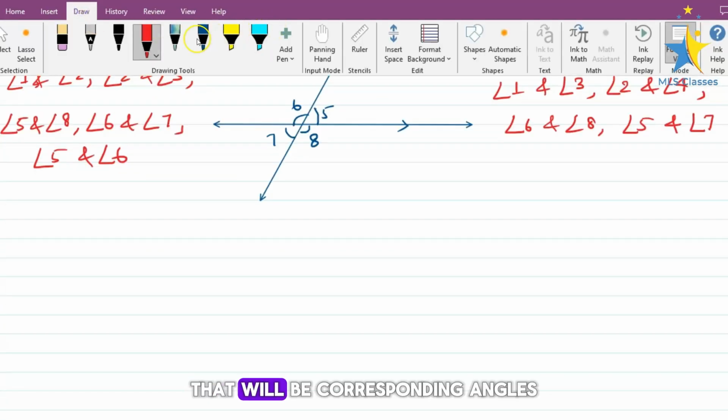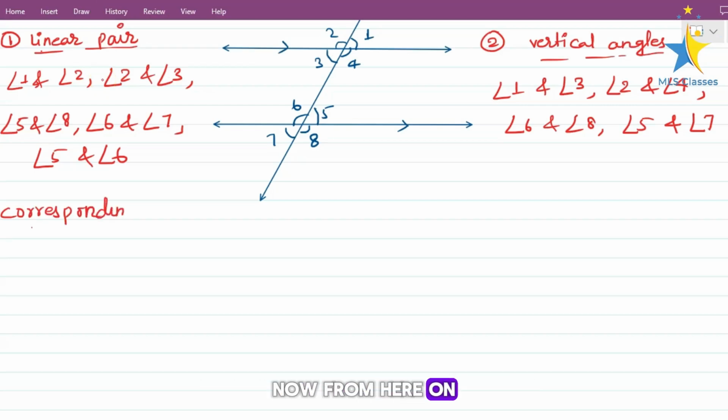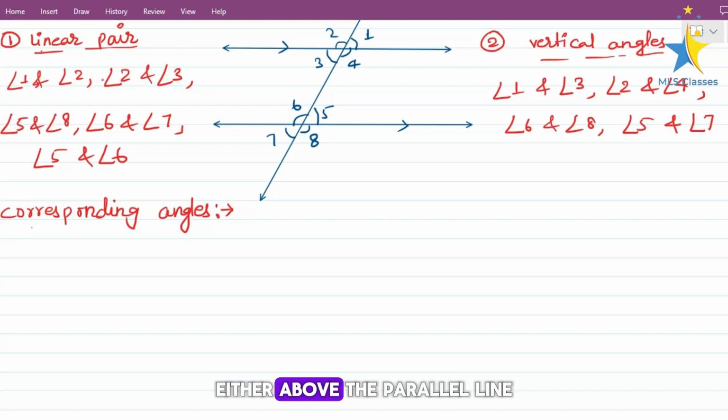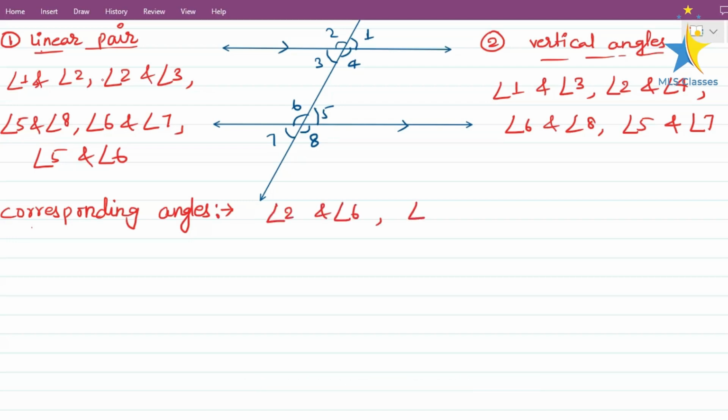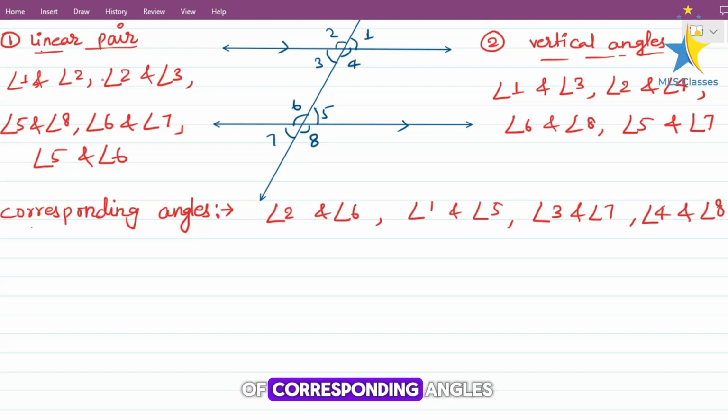Moving on to the next, corresponding angles. From here on we will also see the properties. Two angles on the same side of the transversal, either both above the parallel lines or both below, are called corresponding angles. For example, angle 2 and angle 6, angle 1 and angle 5, angle 3 and angle 7, and angle 4 and angle 8. These are the pairs of corresponding angles. The property of corresponding angles is that they are congruent.